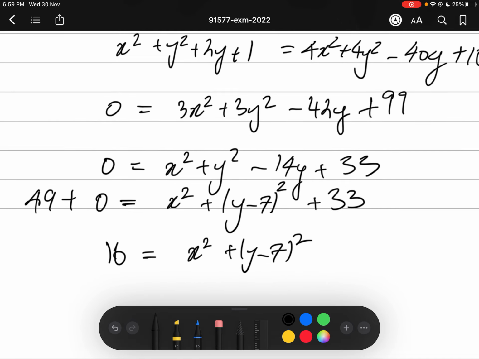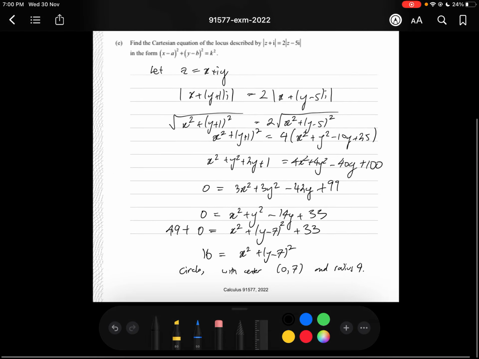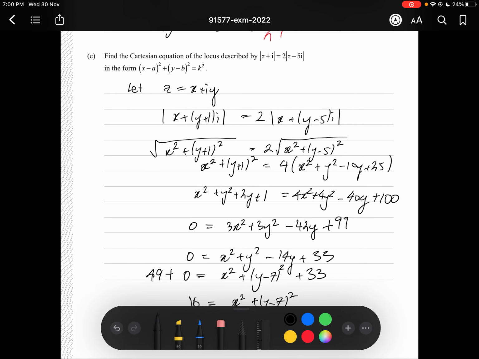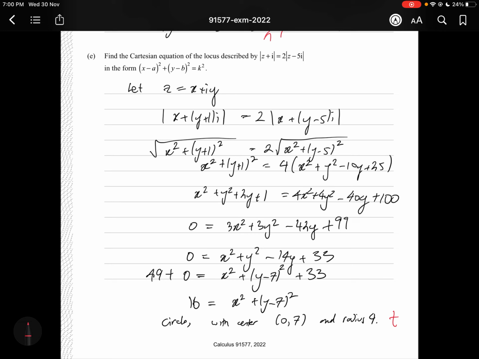So in this case, we have a circle. The center is (0, 7), and the radius is 4. If we want to describe the locus, that would be our answer. So the circle is radius 4 with a center of (0, 7), and that would be an excellence grade there.